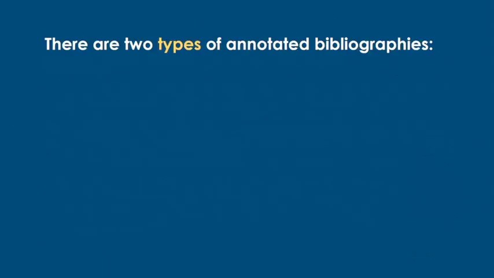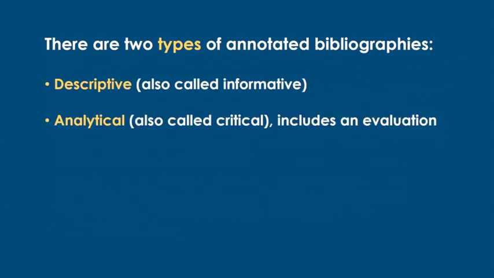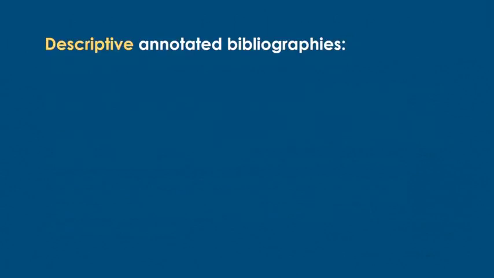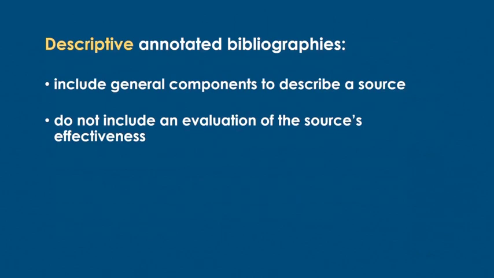There are two types of annotated bibliographies: descriptive, which is also called informative, and analytical, which is also called critical and includes an evaluation. Descriptive annotated bibliographies include general components to describe a source. They do not include an evaluation of the source's effectiveness.